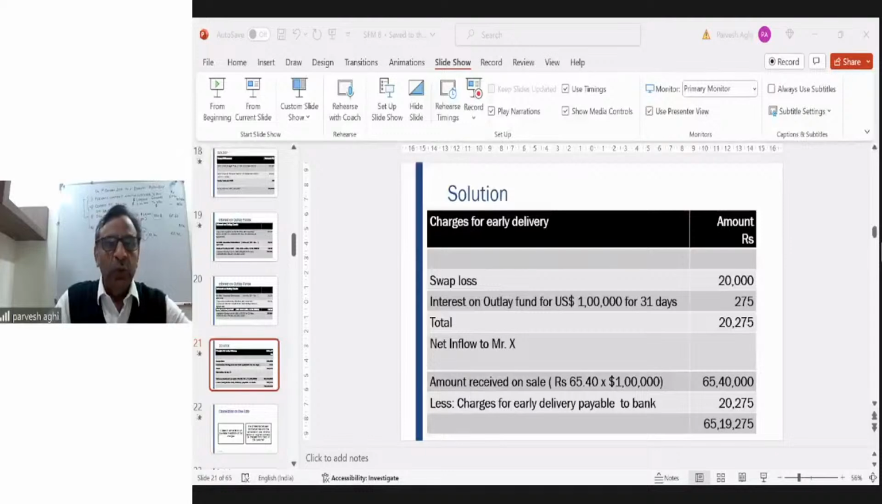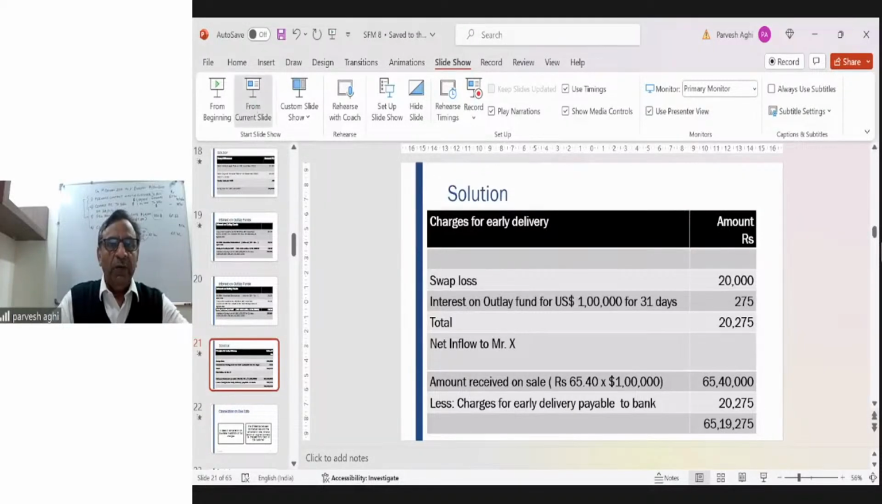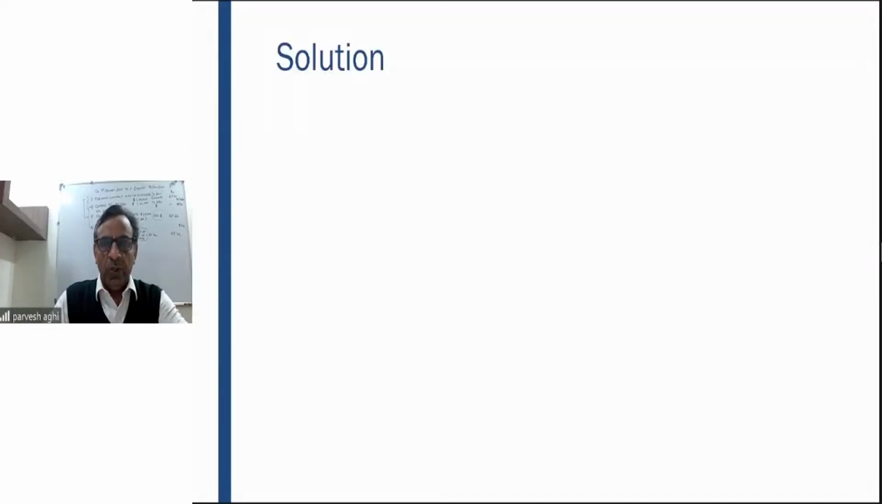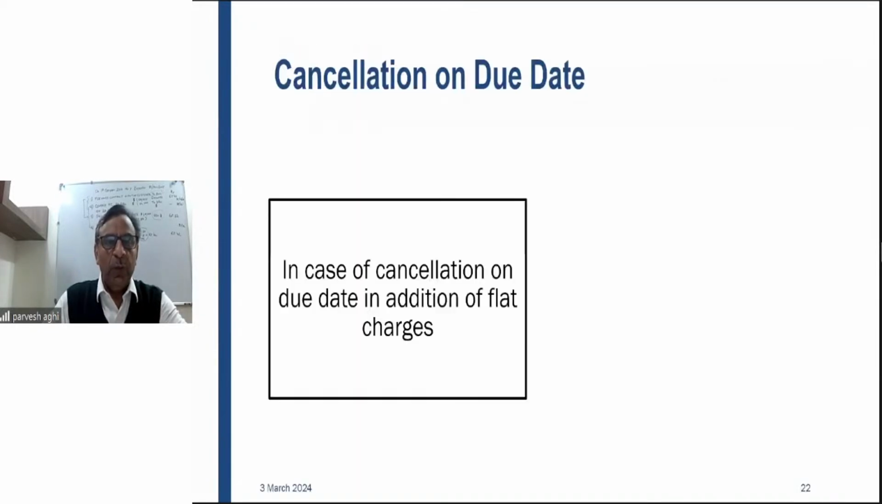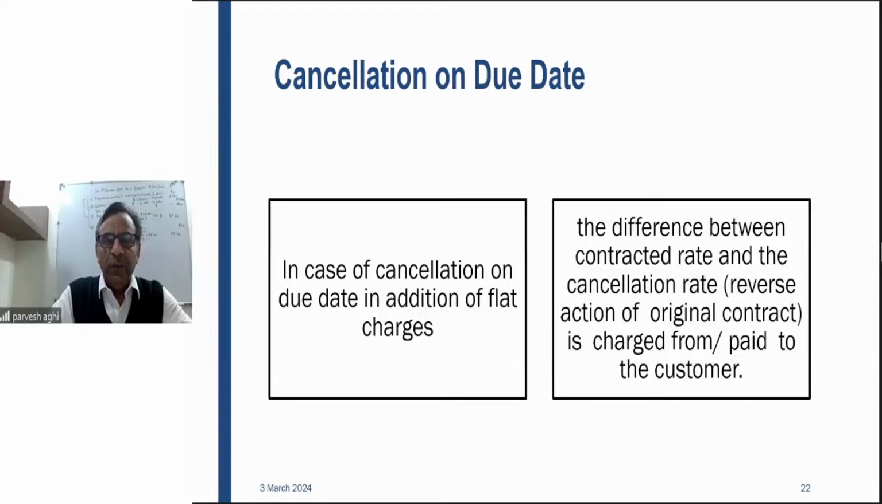Okay, so we'll do another question. So cancellation on due date. Now the second scenario will be there is a cancellation on the due date, because you would like to cancel the contract because of some reasons. In case of cancellation on the due date, in addition to the flat charges, the difference between the contracted rate and the cancellation rate, reverse action of the original contract is charged from or paid to the customer.